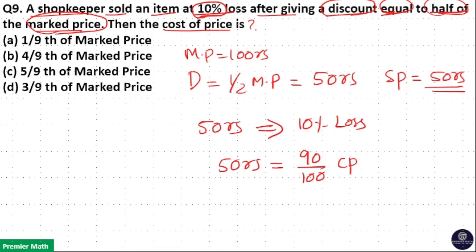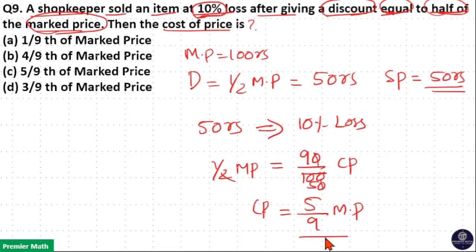This 50 rupees is equal to half of the marked price. That is, half of the price tag is 50 rupees. Now, 2 goes 50 times in 100. 0, 0 cancel. Cost price is equal to 5 by 9 of marked price. That is, cost price is equal to 5 by 9 of price tag. So, option C is your answer.